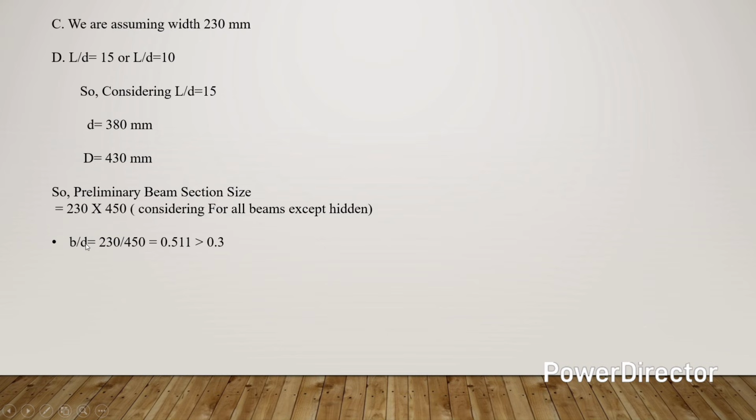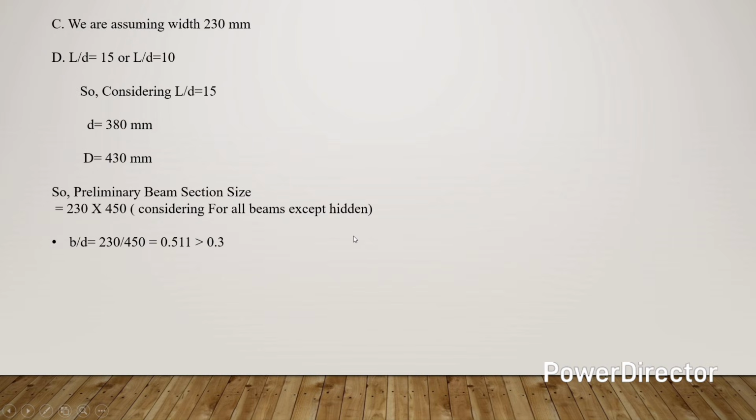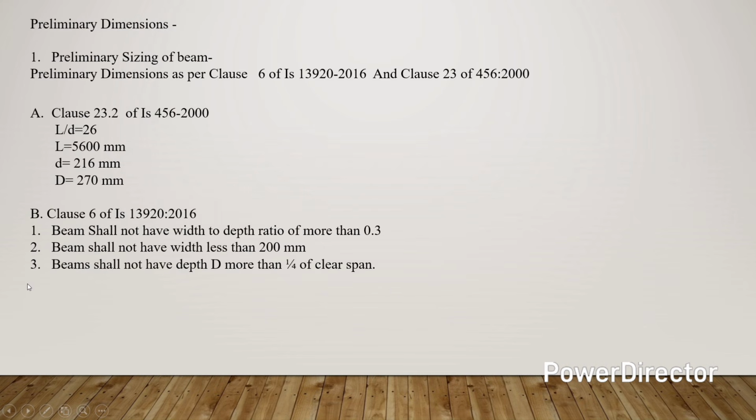So now we have to satisfy the first point, that beam shall not have width to depth ratio of more than 0.3. So if we consider B by D, 230 by 450, which is 0.511, which is greater than 0.3. So are all three satisfied?